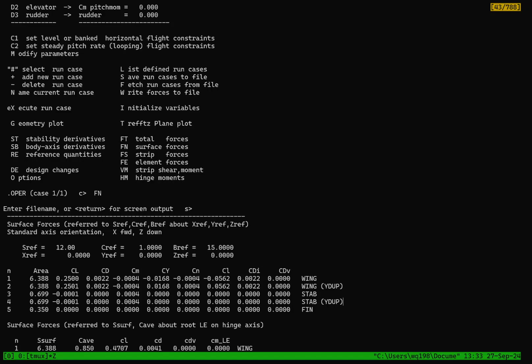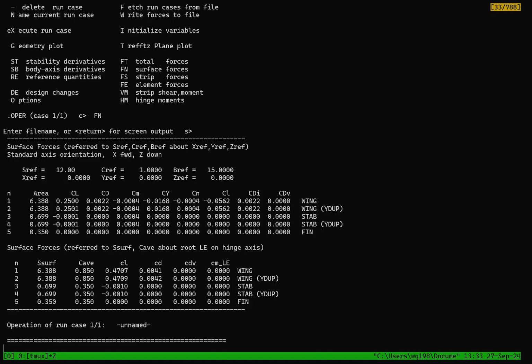And the other stuff, CY is the force in the Y direction, in the spanwise direction. There is non-zero CY just because we have dihedral on the wing, right? And CY would sum up to be non-zero, for example, if the airplane starts to have a side slip. And we also have the yawing moment and the rolling moment, CN and CL. All right. These are what you want to have if you want to look at things in more detail, like individual surfaces.